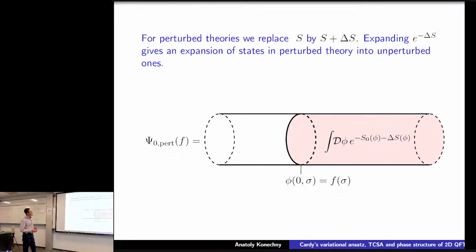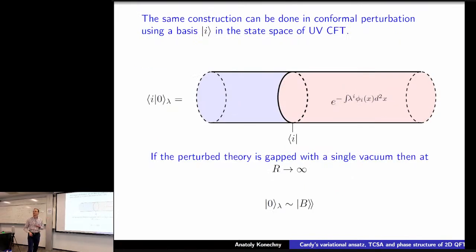So imagine now that S0 action describes your conformal field theory, then you can perturb it by shifting the action by delta S, and then you can expand the perturbation into powers of delta S that will give you the functional integral with some insertions. So this will be equivalent to expanding the wave functional for the vacuum of the perturbed theory in terms of the states in the unperturbed CFT. And then, of course, you don't have to have a fundamental field. You can do it, say, in conformal perturbation theory.